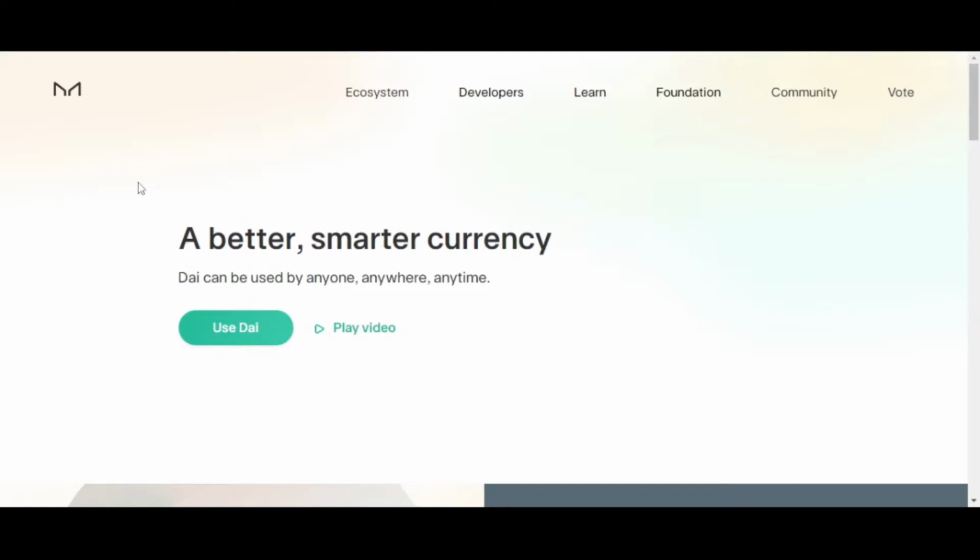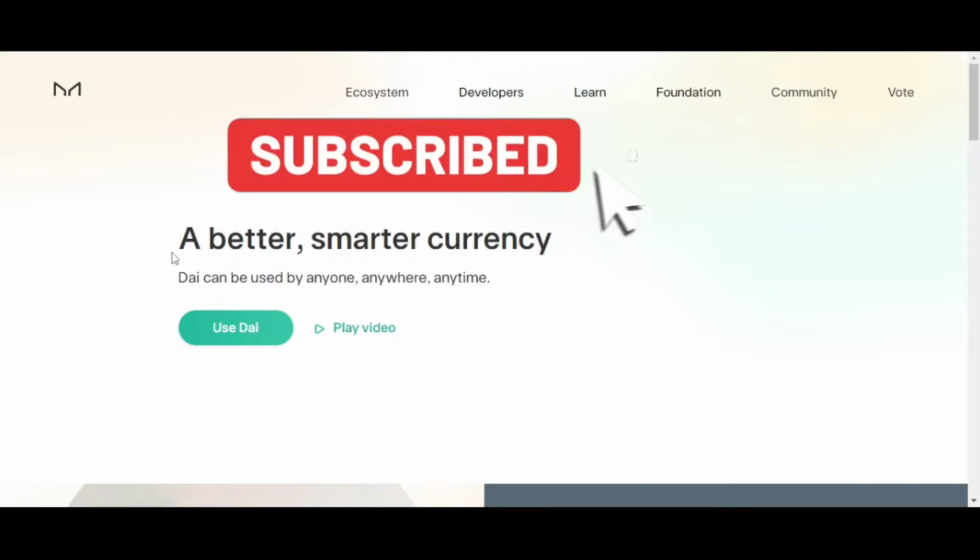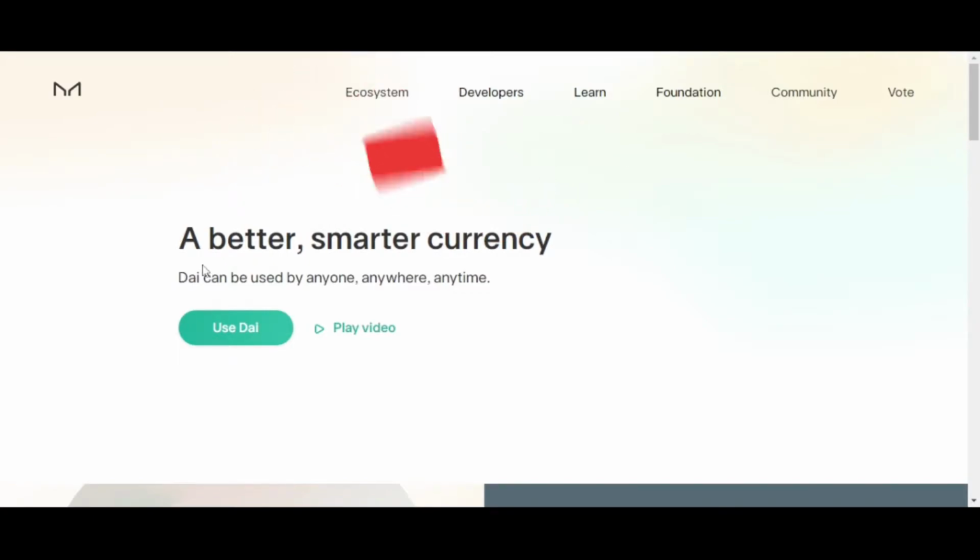A very big portion of this is understanding MKR, the native Maker token, and the DAI token, which is basically the native stablecoin to this Maker ecosystem. This system's been around for a while. Right now the price is pretty high, but it's about similar to where it was in 2018. The way that they explain it is a better, smarter currency.